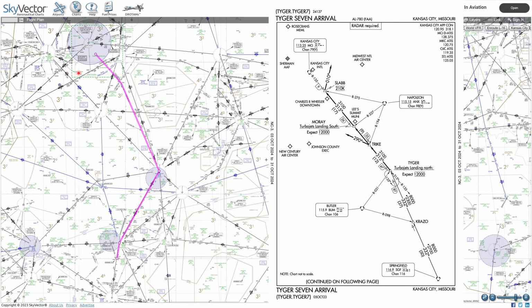What about the solid empty blue circle up around Kansas City? If you have filed this approach from Springfield utilizing the Springfield transition, what's the minimum altitude that you can fly at? Describe how you would fly this procedure if Kansas City is landing south. Describe how you would fly the procedure if Kansas City is landing to the north.